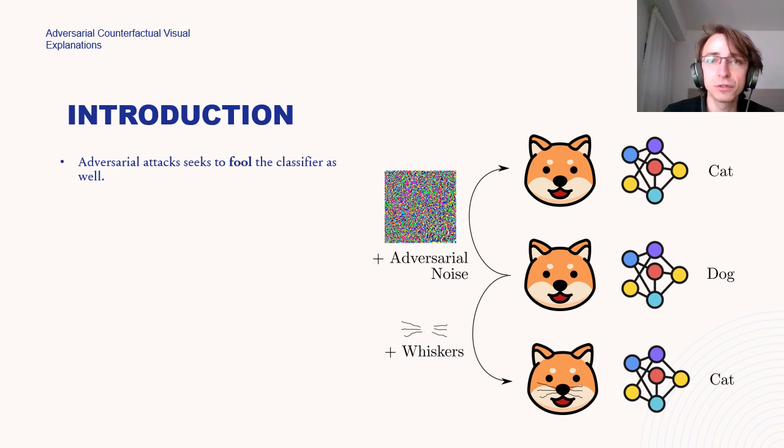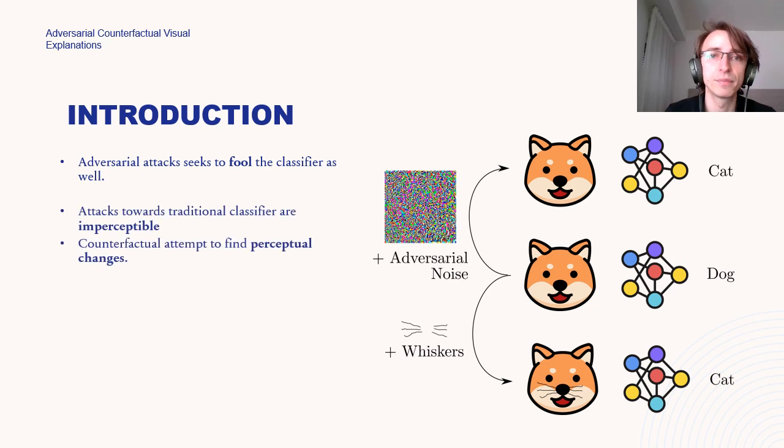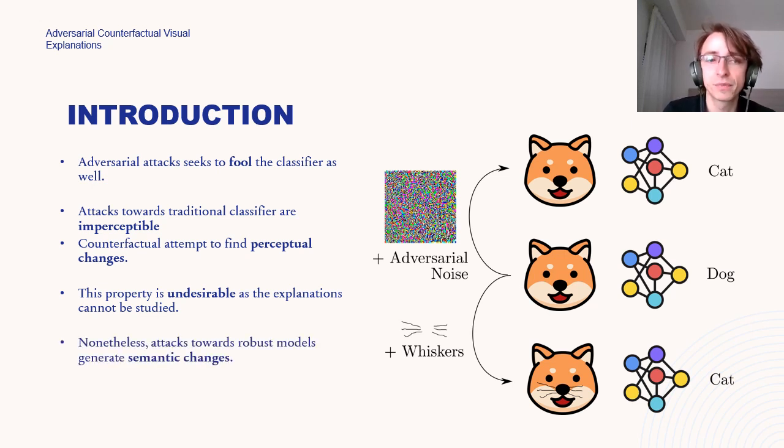Adversarial attacks seek the same objective as counterfactual explanations, to fool the classifier. But the noise produced by adversarial attacks is imperceptible, while counterfactual explanations want to input perceptual changes. Having imperceptible noise is understandable, since we cannot study it visually. Nonetheless, previous literature has shown that robust models can be used to input semantic changes.